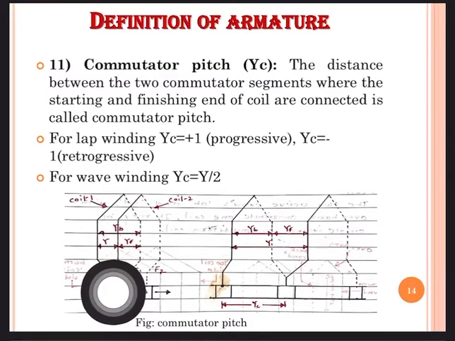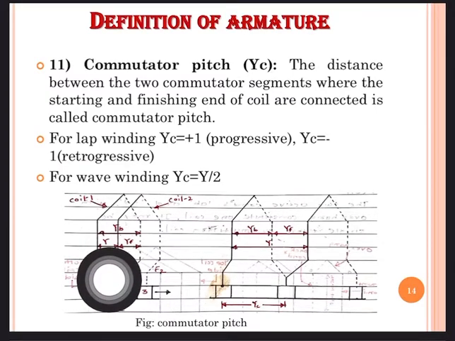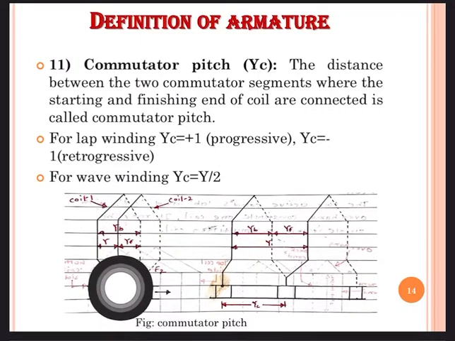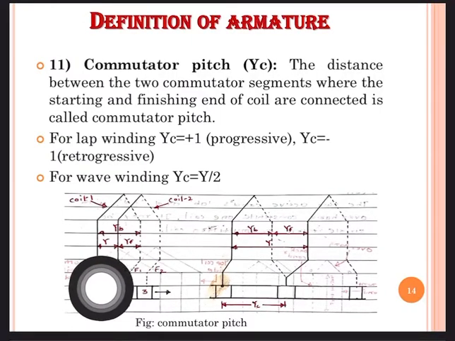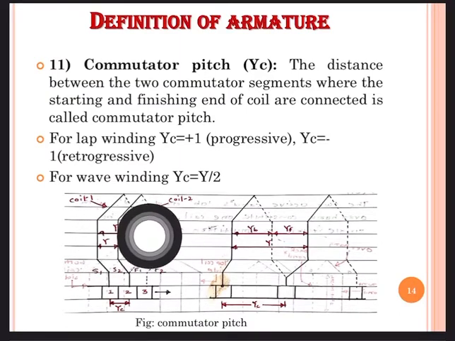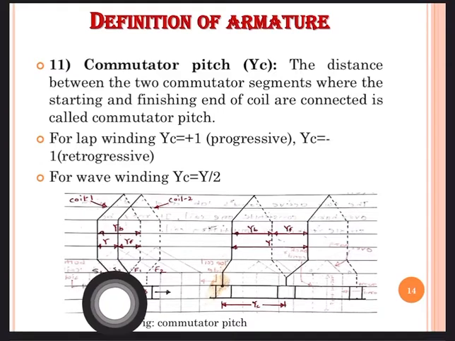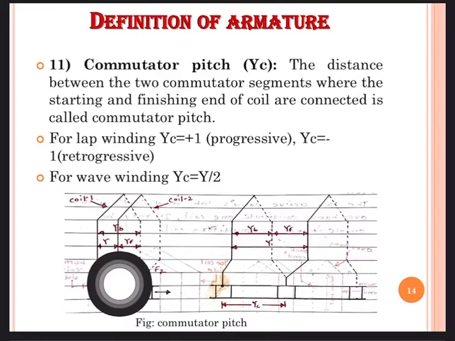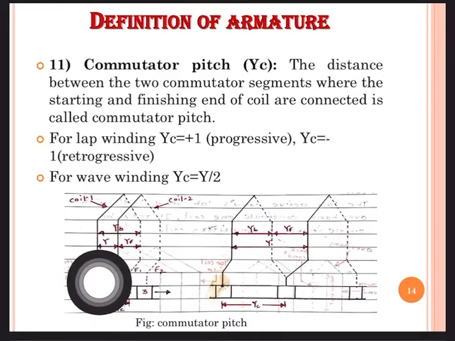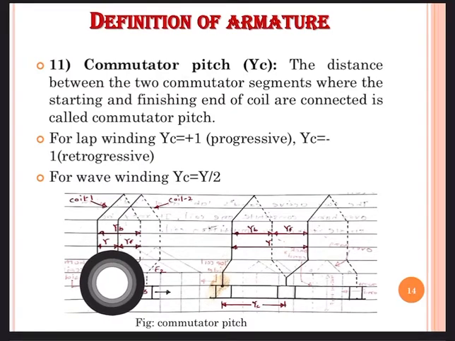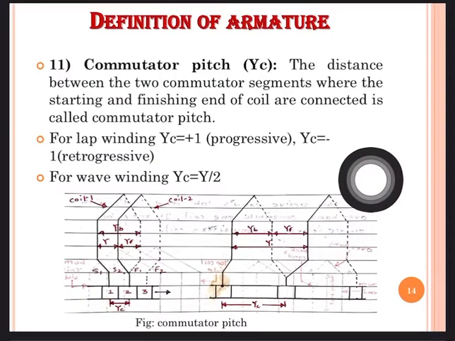The resultant pitch or winding pitch is defined by the distance between two starting conductors of the nearby coils. So this is coil number 1 and this is coil number 2, and this is the coil number 1 starting conductor and this is the coil number 2 starting conductor. So this is the distance between them and it is simply called winding pitch or resultant pitch.